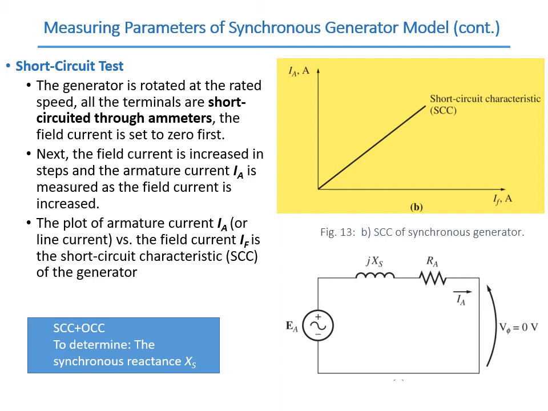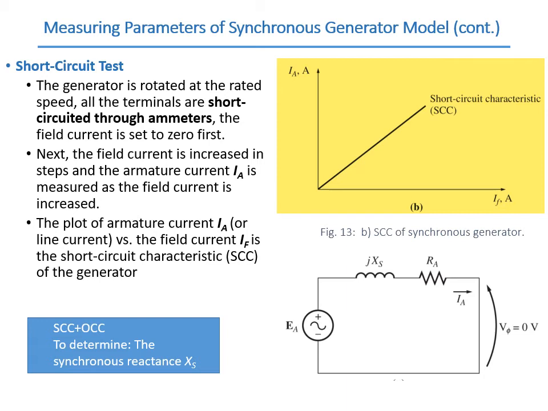Okay, how do we conduct this short circuit test? Similar to the previous test, we let the generator rotate at the rated speed. But now all the terminals are short circuited through ammeters. Basically they are short circuited, but we use ammeters in this path to allow us to measure the armature current, IA.